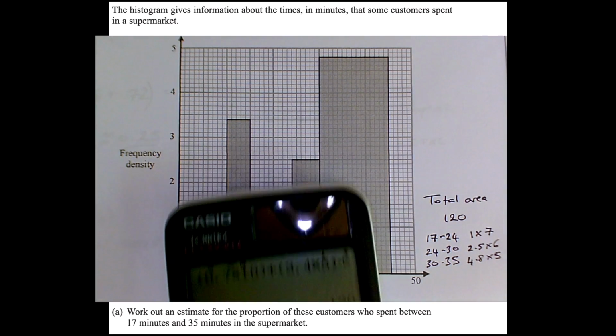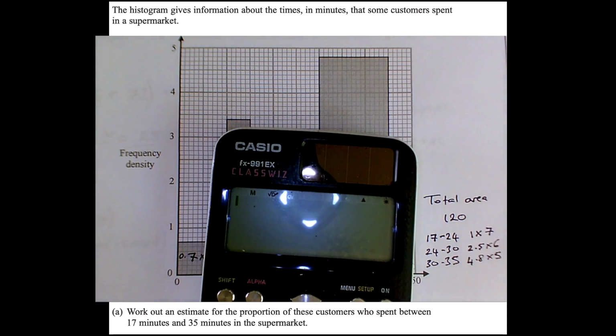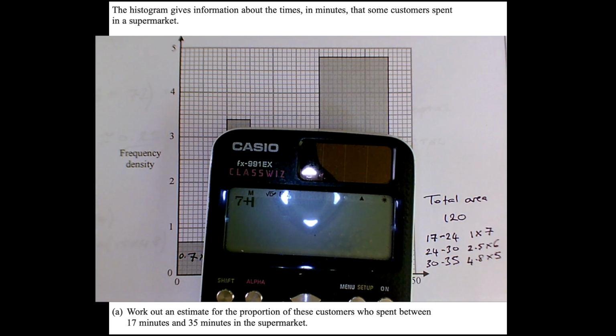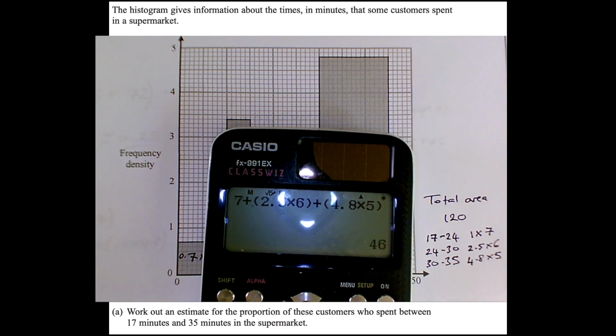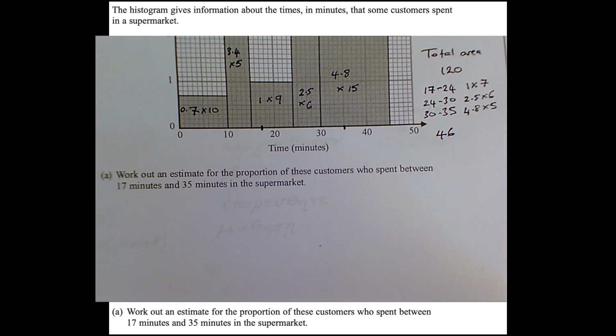So if I find out the areas of those 3 rectangles, it should tell me the number of people who waited between 17 and 35. Now, of course, we haven't quite finished when we've done that, because it tells us the proportion of people. So we're going to say that 46 out of the 120 people had to wait between 17 and 35 minutes. And I think that cancels down.